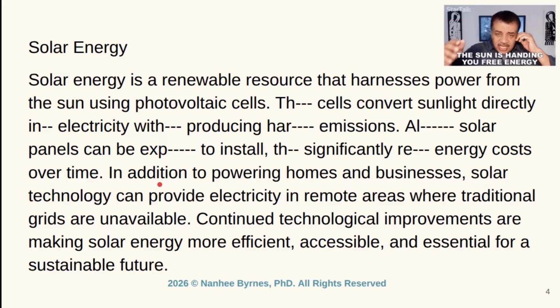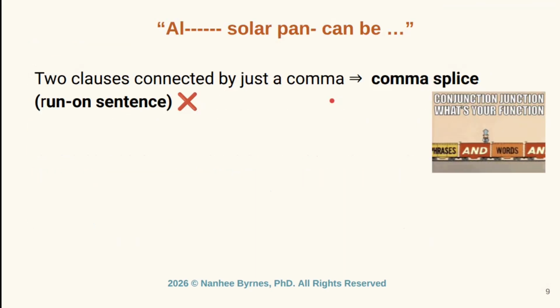On each side of the comma, we have a clause. Clause 1: Solar panels can be expensive to install. Clause 2: They significantly reduce energy costs over time. Two clauses cannot be connected by just a comma. If you do that, you create a comma splice, also called a run-on sentence, a big no-no in academic English and TOEFL. So we must ask, what can correctly connect two clauses?